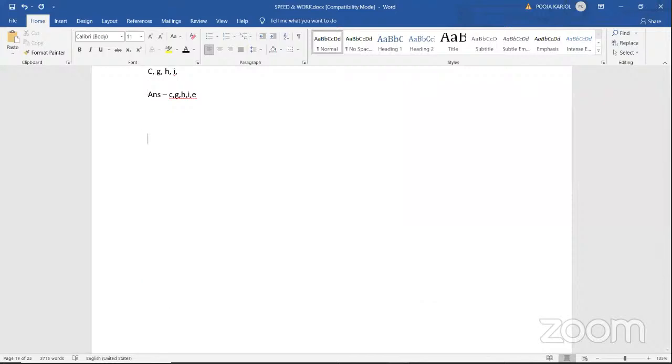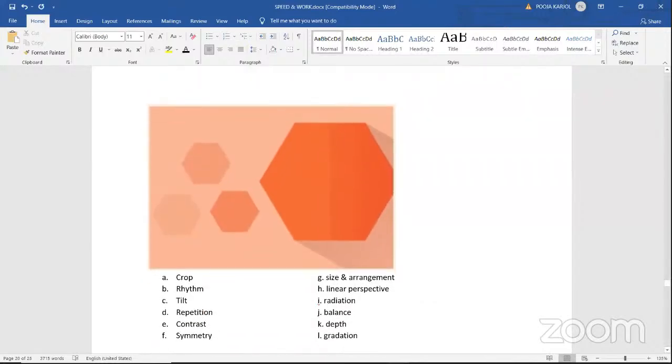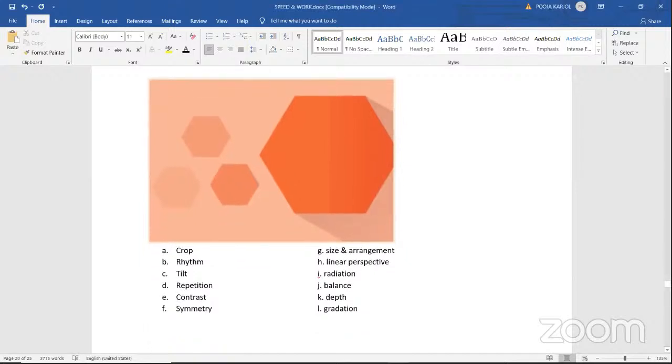Yeah, radiation. It is a sort of balance, so you can consider it as radial balance. Same thing. Okay, just type it. Same question: what are the four most important? Gradation, size and arrangement, repetition, contrast, rhythm.